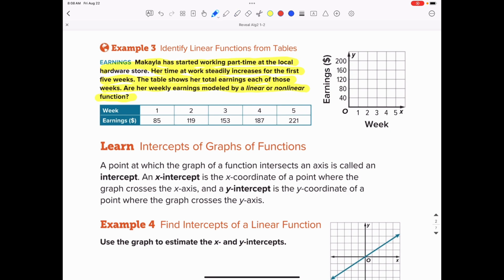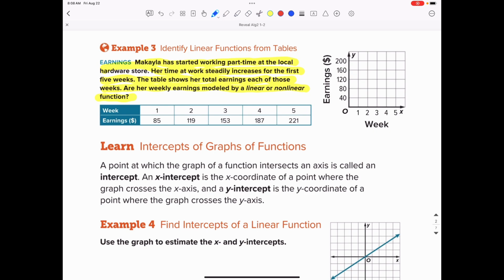So what we can do on this one is graph it to see if the points it creates are all in a straight line. We've got some fairly large numbers here, so instead of going by ones, you can see in the graph that's already printed off to the right, the earnings is going to go by 40s.